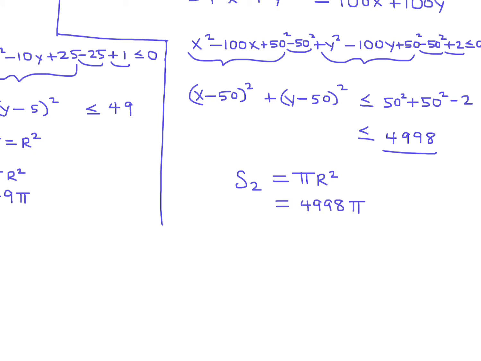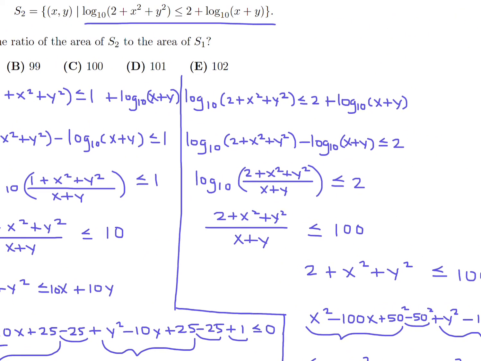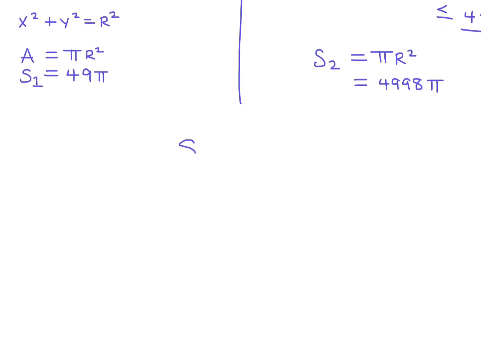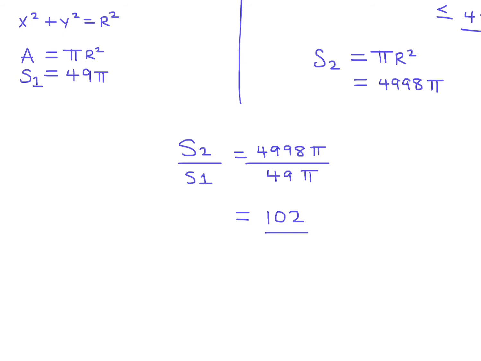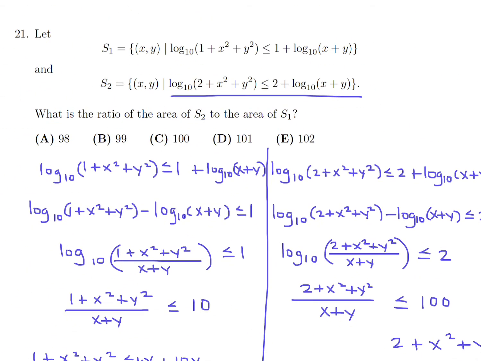Pi. So they want the ratio of the area of S2 to the area of S1, okay? So S2 over S1 is going to be 4,998 pi over 49 pi. The pi's cancel. 4,998 divided by 49 is 102. So there you go. That is the answer, and that would be, for number 21, E.